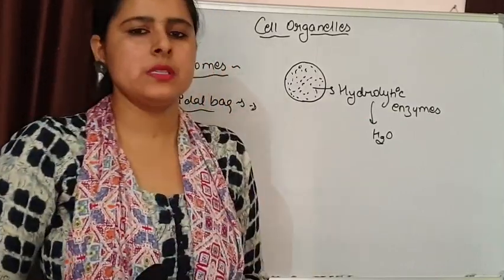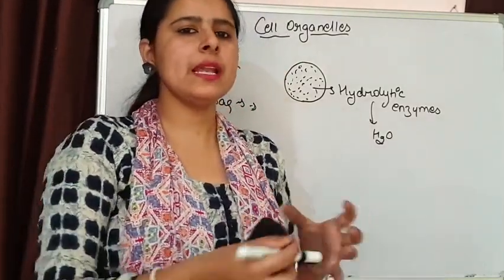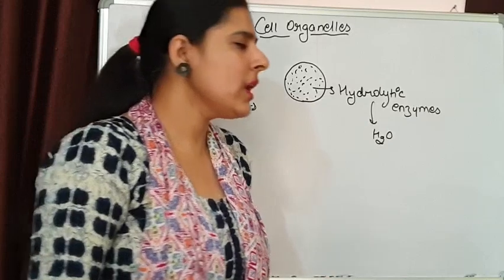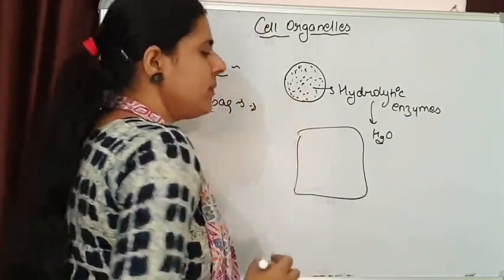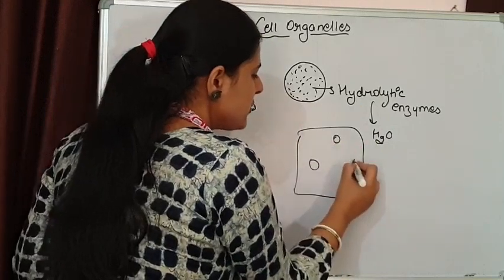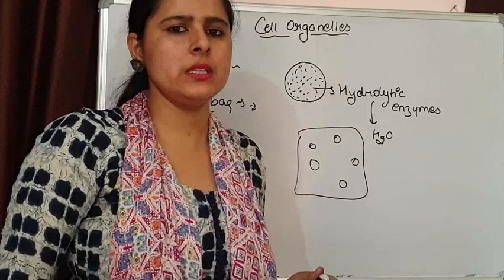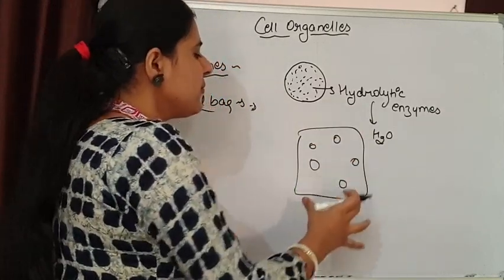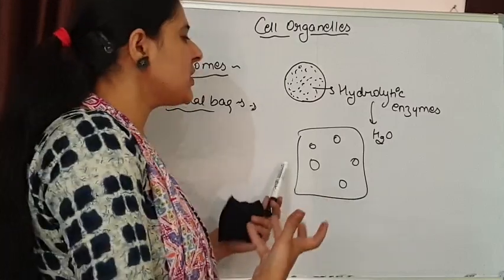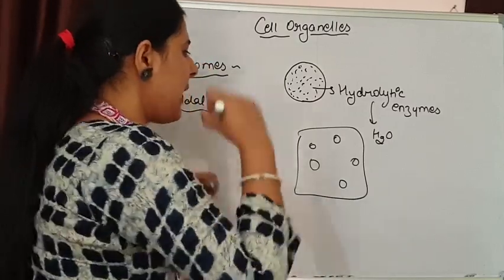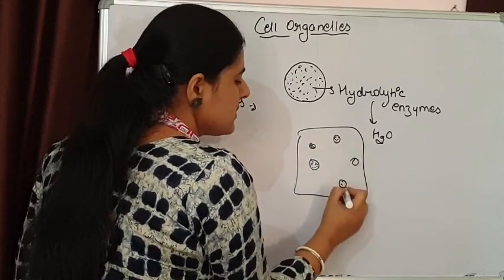See what happens. Suppose a cell is injured or the cell cannot repair itself. Now what will happen? If this is a cell and there is some problem with this cell, various lysosomes are also present in this cell and other cell organelles are also present. But this cell is having some problem, whether it is not properly functioning or it is injured and it cannot repair itself. Now what will happen? Now the lysosomes are going to burst.